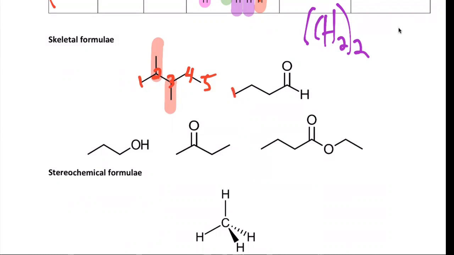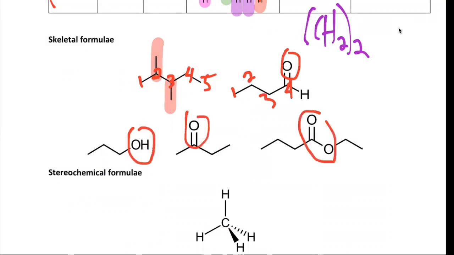Similar here, I have 1, 2, 3. There's 4 carbons in this one, but I also have an oxygen. So that's going to change the name. Because here's an OH, here's a double bonded O, here's a double bonded O and a single bonded O. These are all the functional groups that we're about to look at. And so adding those in is going to change the name, and it's also going to change the properties and things of the compounds.